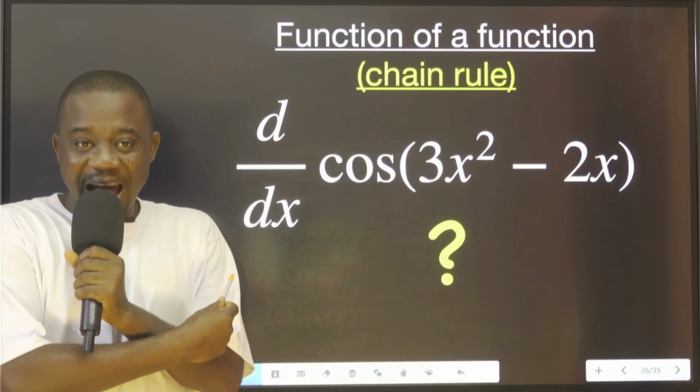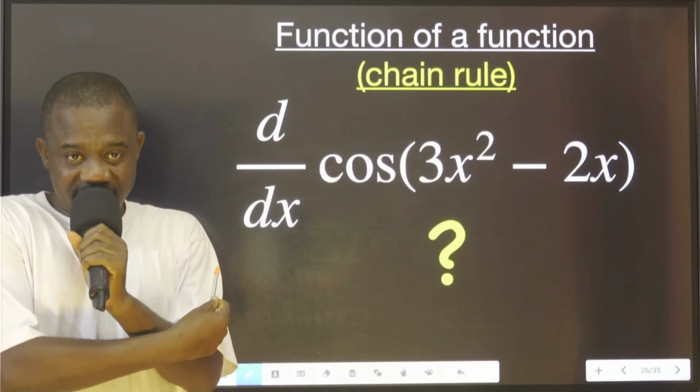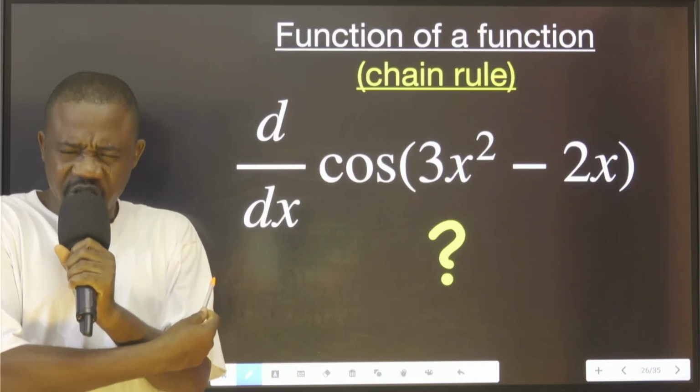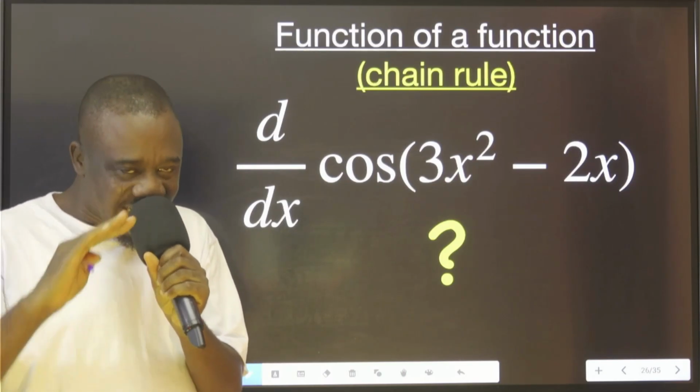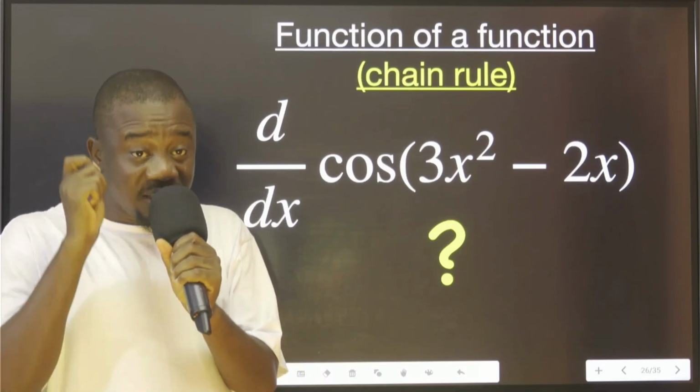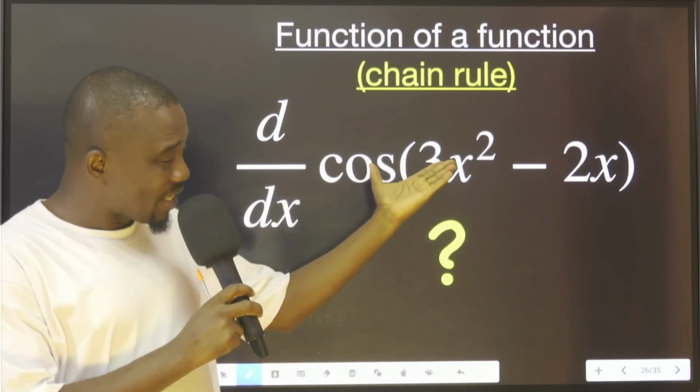Let's look at this. How do you solve this? To solve this, you have to use the chain rule. Why use the chain rule? Because derivatives have standards. If you are not part of the standard, it is difficult to solve. This is not part of the standard.